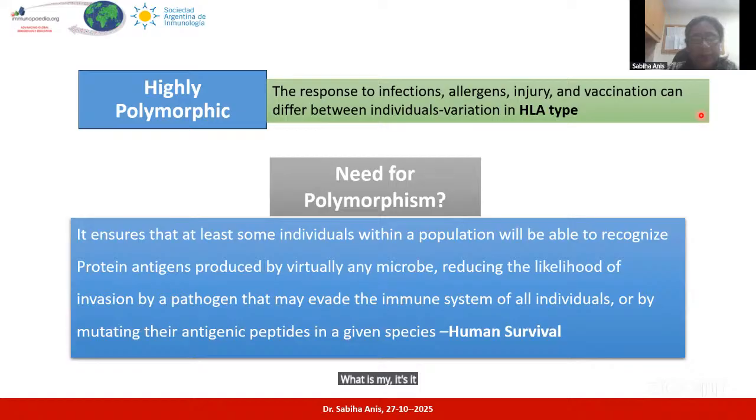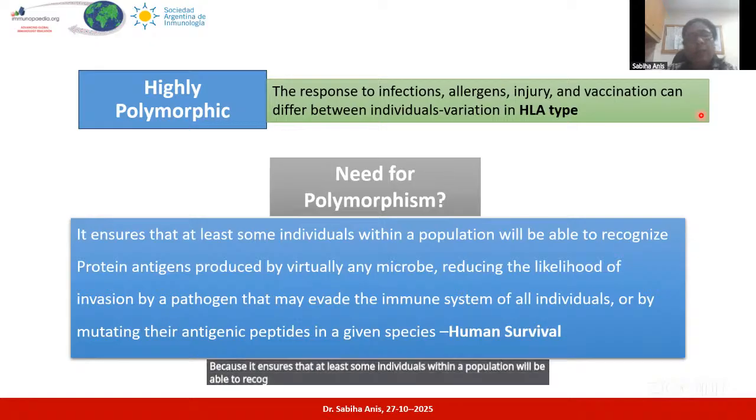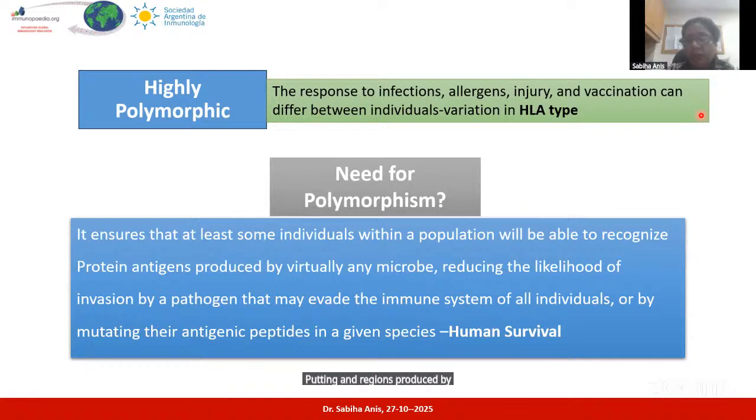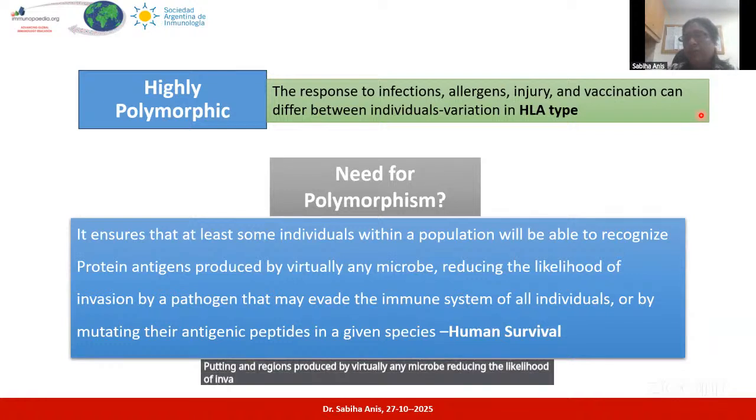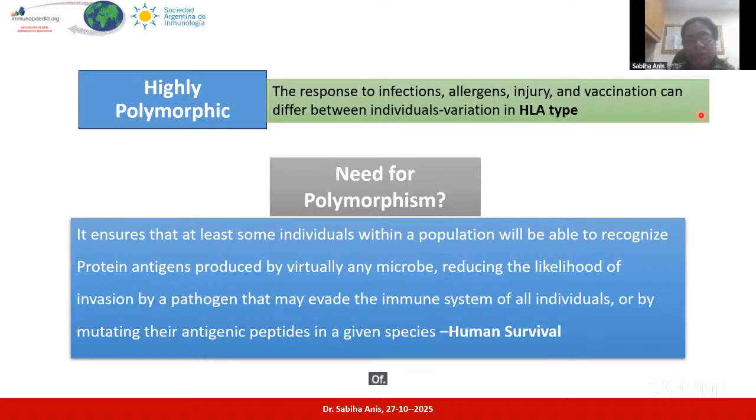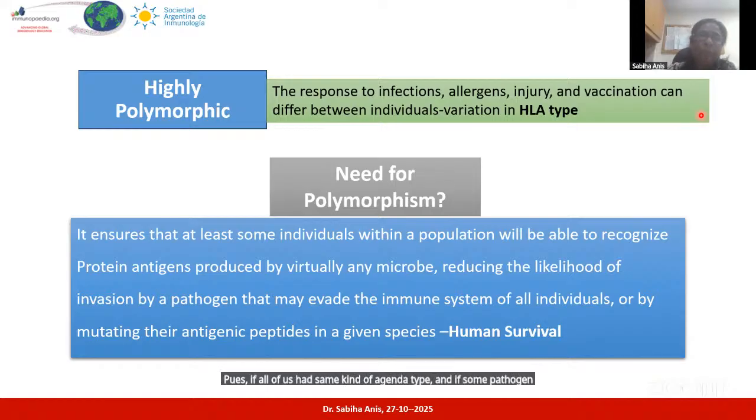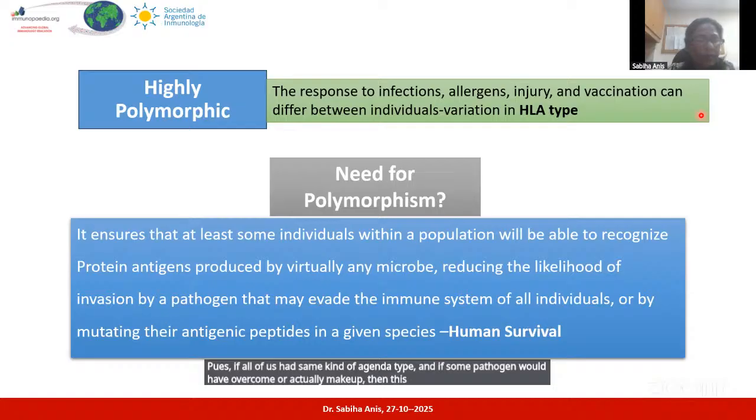It is very much needed. It is actually for the survival of the fittest phenomenon, because it ensures that at least some individuals within a population will be able to recognize protein antigens produced by virtually any microbe, reducing the likelihood of invasion by a pathogen that may evade the immune system of all individuals, or by mutating its antigenic peptides in a given species. So it is actually a question of our human survival. If all of us had the same kind of HLA type, and some pathogen overcame our HLA makeup, then the human race could have become extinct. So it is for our survival that there is high polymorphism in the HLA molecules.